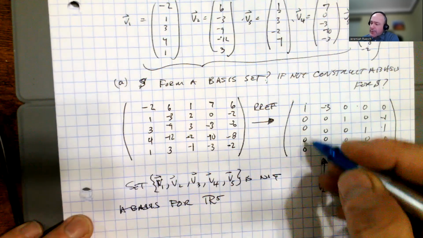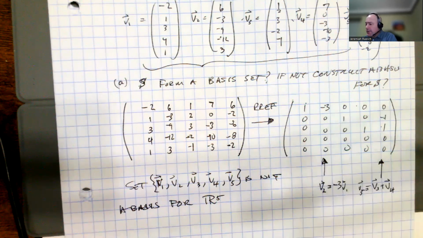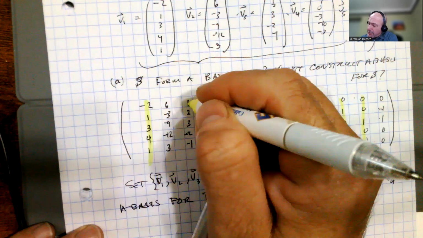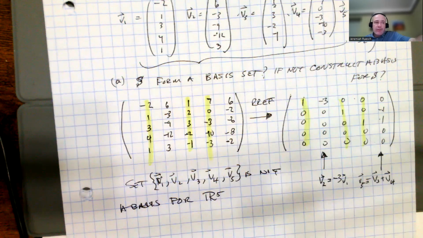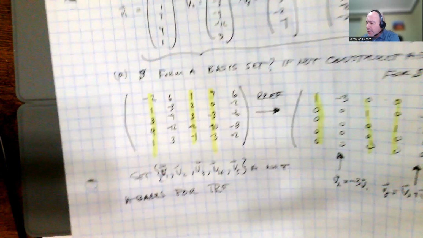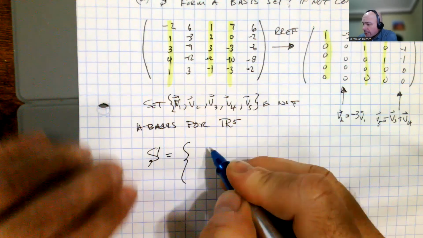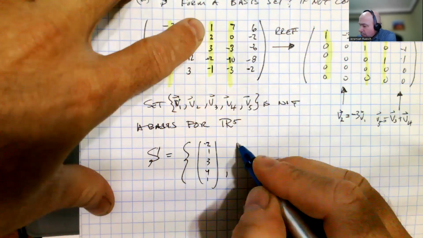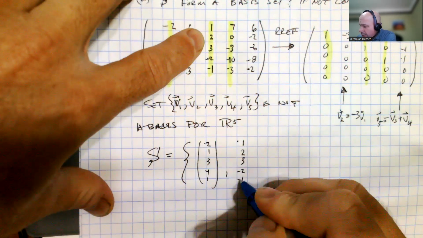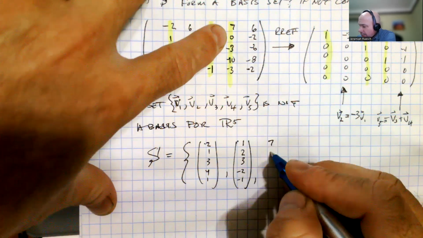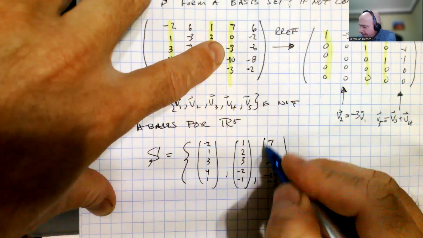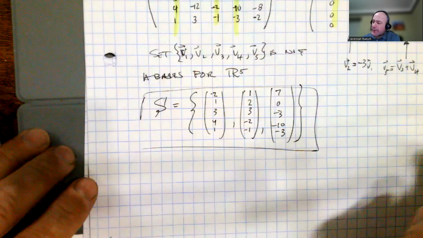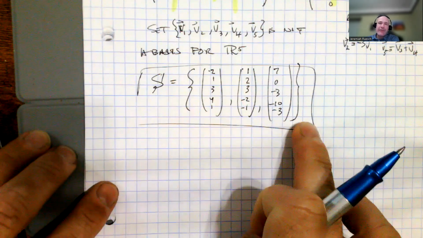As we've seen, V2 and V5 are linear combinations of the other vectors. So V1, V3, and V4, those three vectors, form a basis of this set S. So S is spanned by the vectors negative 2, 1, 3, 4, 1; 1, 2, 3, negative 2, negative 1; and 7, 0, negative 3, negative 10, negative 3. This is the basis set for the space S, meaning any vector in S can be written as a linear combination of these three vectors.